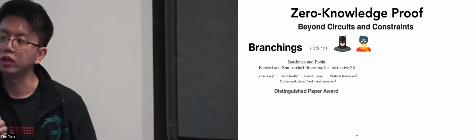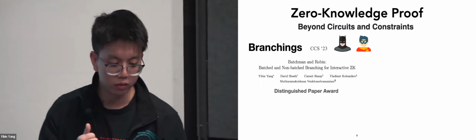But what's covered in this talk are the following 2 papers. In the first half of this talk, I will talk about how to tackle these challenges of ZK branching. The paper was at CCS last year. It's called Batchman, Robbing Batch and Non-Batch Branching for Interactive Zero Knowledge. This is joint work with David Heath, Carmit Hazay, Vladimir Kolesnikov, and Muthuramakrishnan Venkitasubramaniam.